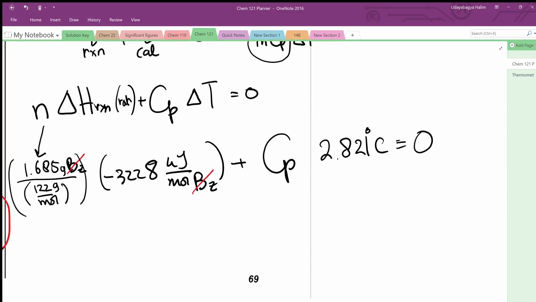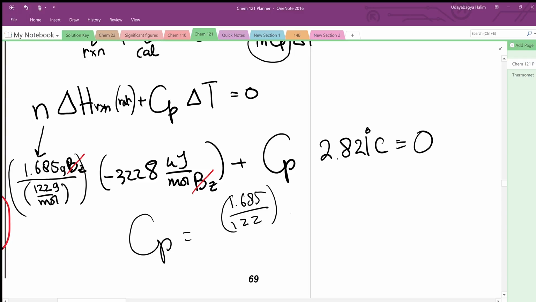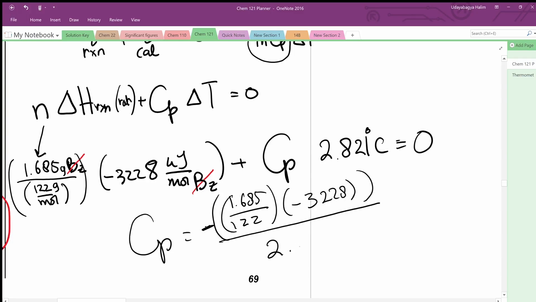So let's rearrange this whole thing. Cp is going to be equal to 1.685 divided by 122 times negative, negative of that. So you have a double negative there. Excuse me, I forgot to mention that. So you have a double negative, and then this is divided by 2.821, and the unit is going to be kilojoules per degree Celsius.